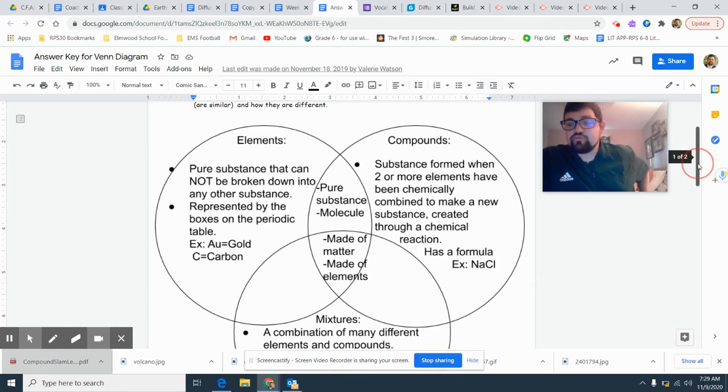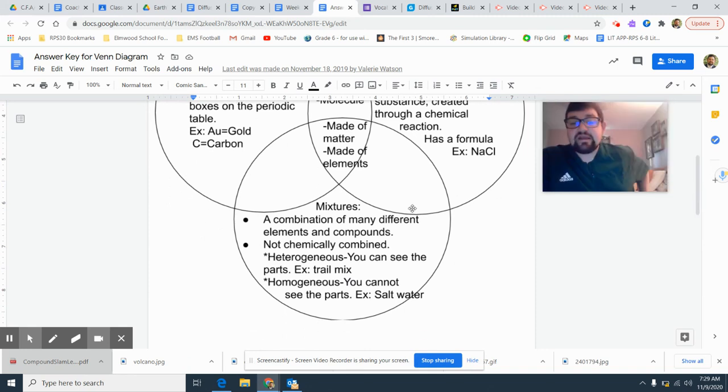And then mixtures are really very, very different, right? So we're looking at heterogeneous and homogeneous mixtures. And we'll talk more about those later this week. Okay. So hopefully after watching this, you can complete your Venn diagram and you'll understand more about what we're teaching you in terms of how these three things are similar and different.